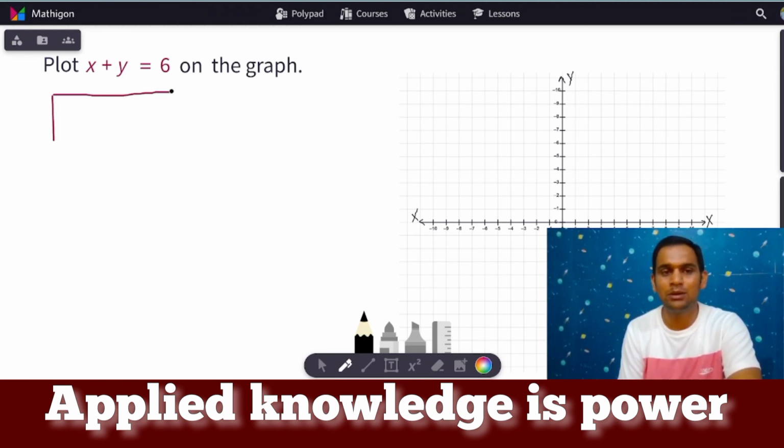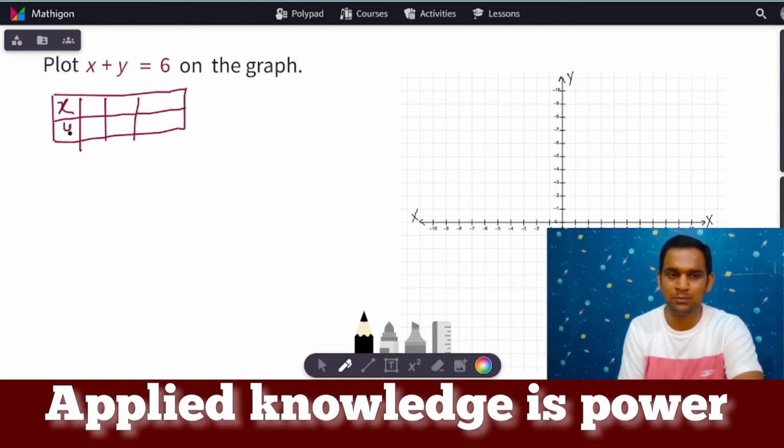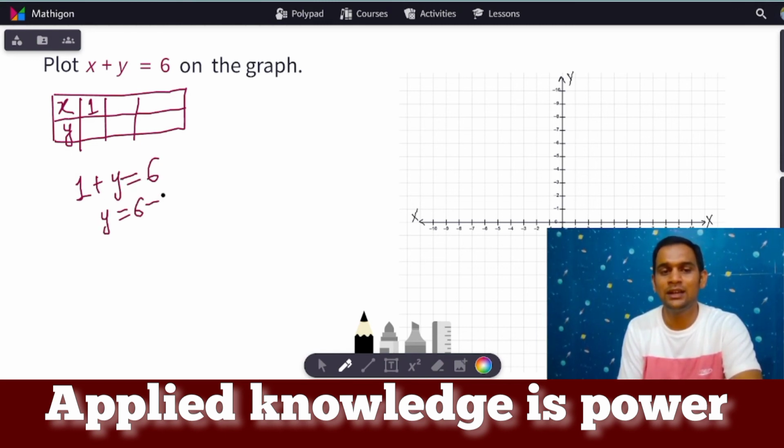So we make a table. That is the process of plotting an equation, and we take a minimum, or we can also say a maximum, of 3 points. So if I take the value of x as 1, instead of x I put 1 plus y equals 6. When 1 goes to the other side it becomes minus 1, so y will be 5.